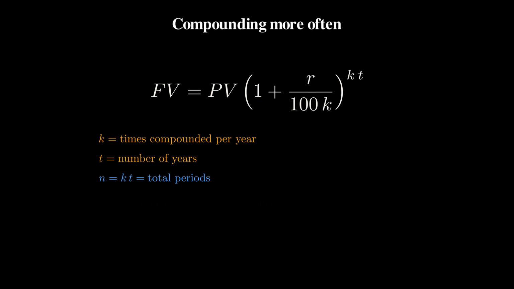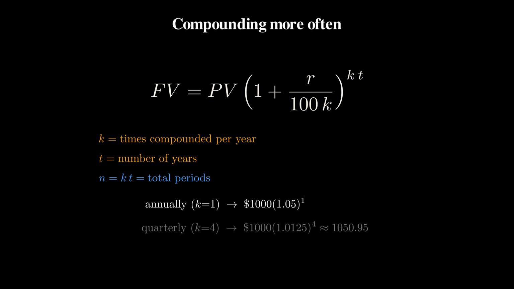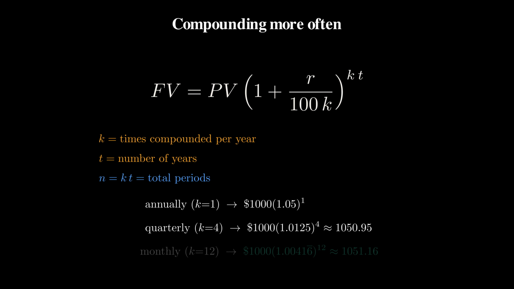Take $1,000 at 5% for 1 year. Compounded annually, it's 1,000 times 1.05. Quarterly, each quarter earns 1.25% to the power 4, about 1,050.95. Monthly nudges it a little higher again. More frequent compounding always earns slightly more. But notice the jumps shrink. It doesn't run away to infinity.